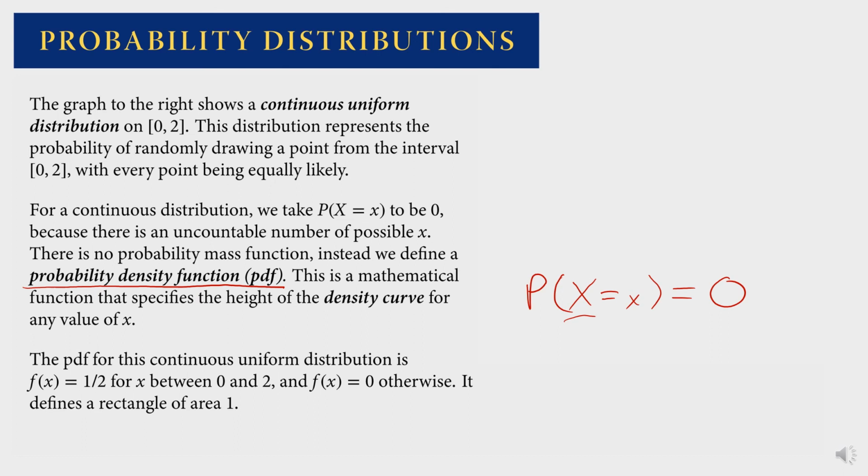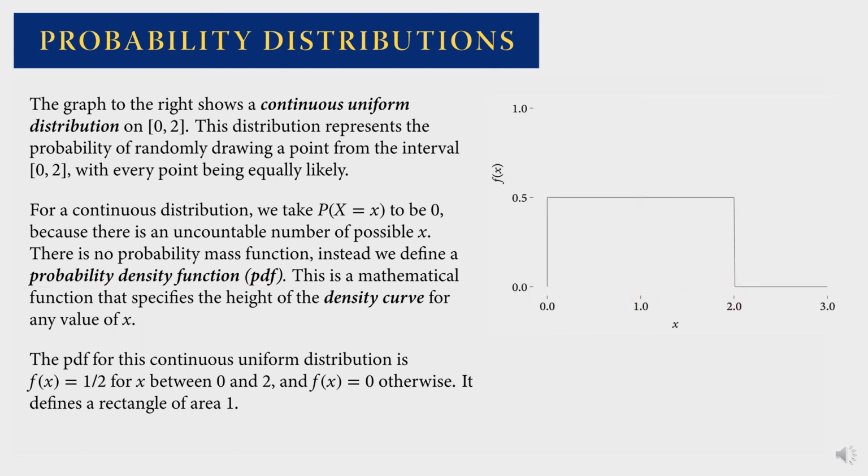The PDF specifies the height of a density curve, and you'll see why I call it a curve in a minute, but here it's going to be more of a rectangle shape. When we're dealing with continuous variables, we use this PDF function to draw a graph that has area 1. Then probabilities can be found based on how much area they take up. In this case, all values are equally likely, so the PDF is f(x) = 1/2.